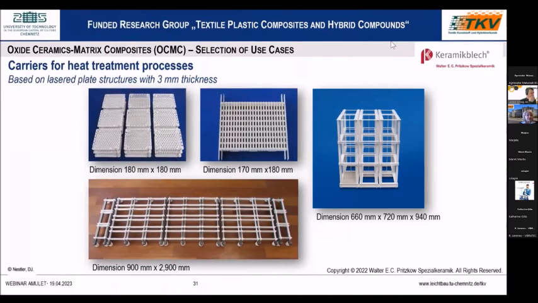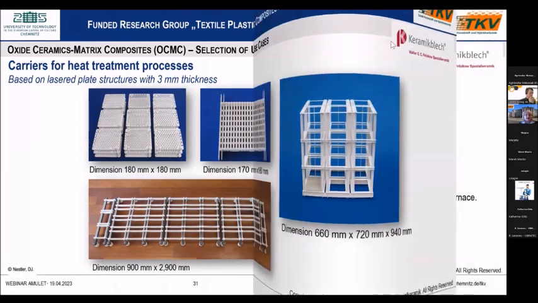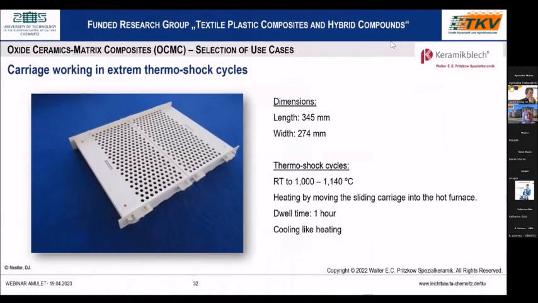Other examples are the carriers for heat treatment processes with small thickness and great dimensions. You see here some examples; up to 1 meter by 3 meters is possible. And here, a carriage working at extreme thermoshock cycles. This is an important difference compared to the monolithic ceramics, from room temperature up to 1040 degrees.